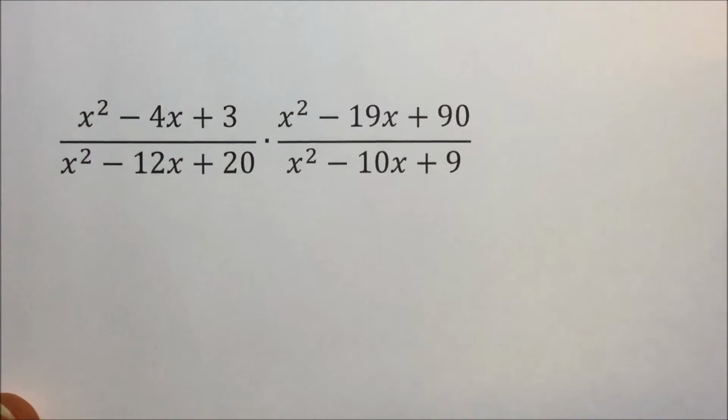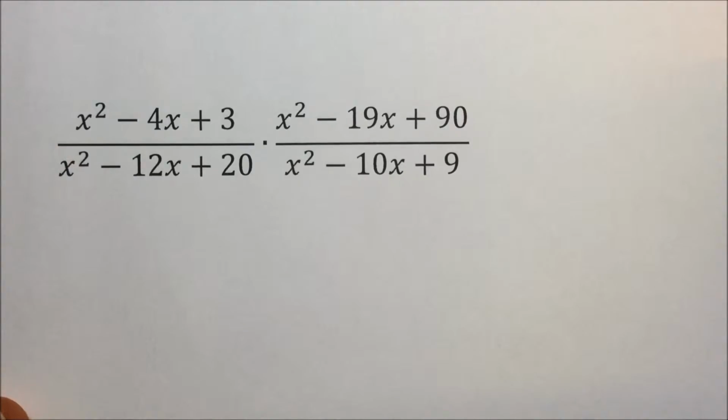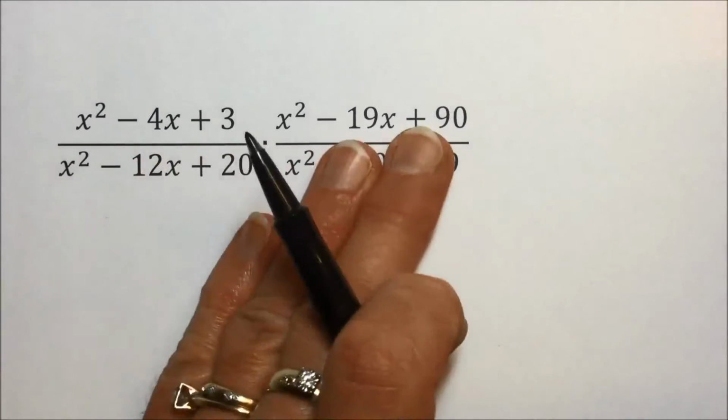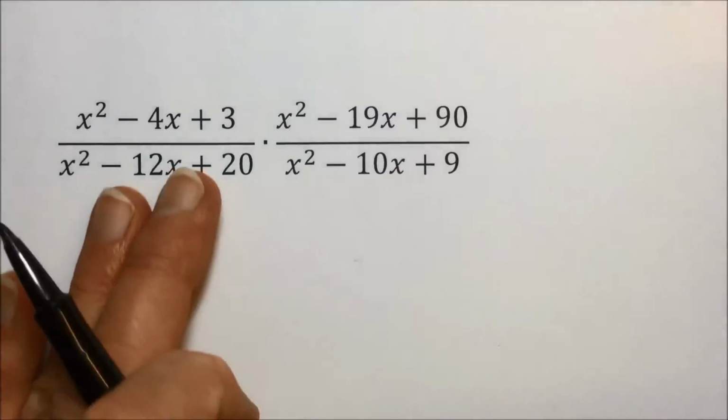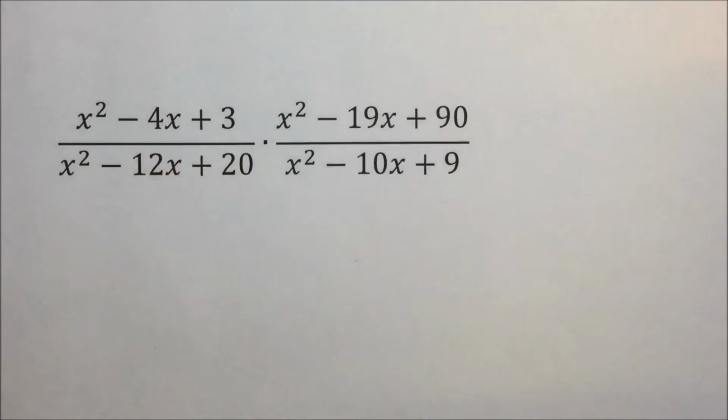In this next example, we have a rational expression times a rational expression. And instead of taking a trinomial times a trinomial in the numerator and in the denominator and then trying to simplify, instead, let's factor each of these trinomials and see if we can reduce before doing the multiplication.